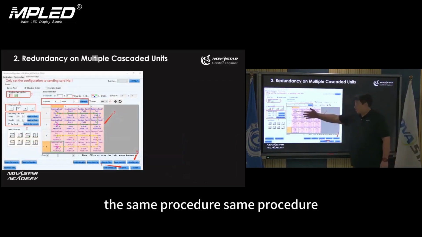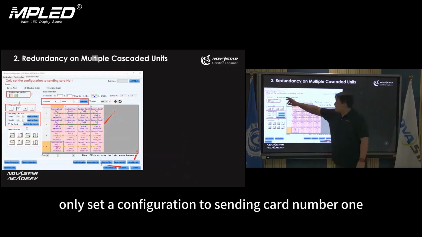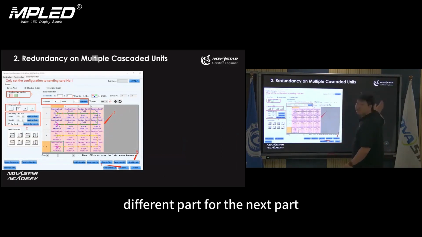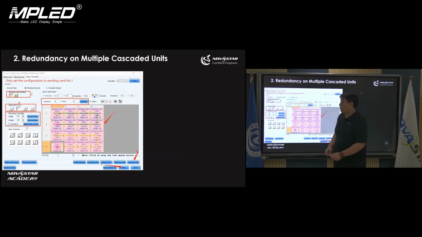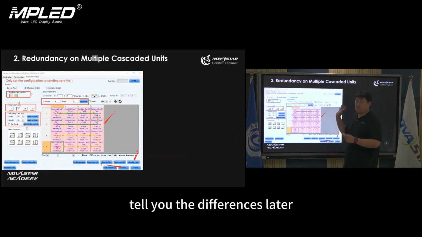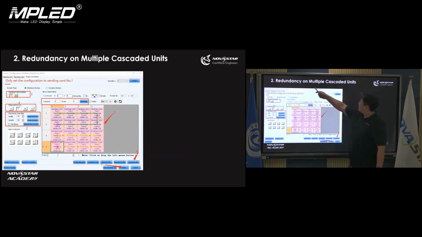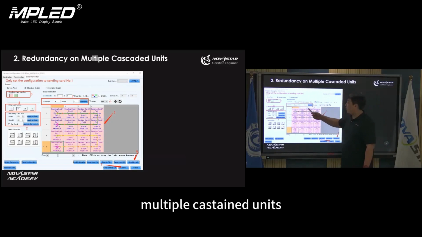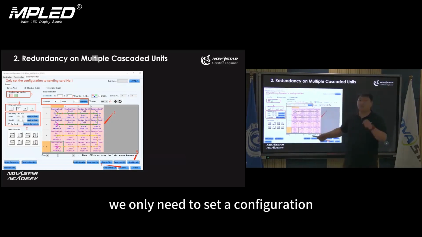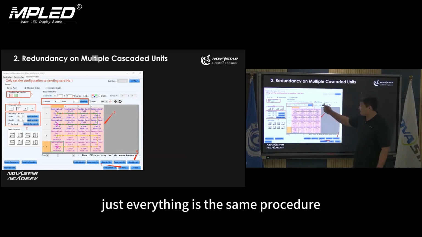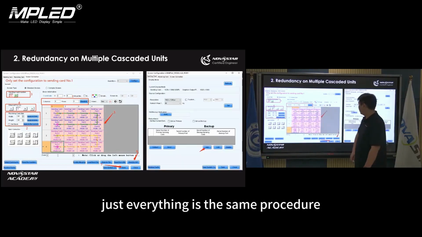And also the same procedure. Only set the configuration to sending card number 1. Just please remember that. That's really a different part for the next part. I will just tell you the differences later. Okay, for this part, multiple cascaded units, we only need to set the configuration to sending card number 1. That's enough. Yes, everything is the same procedure.